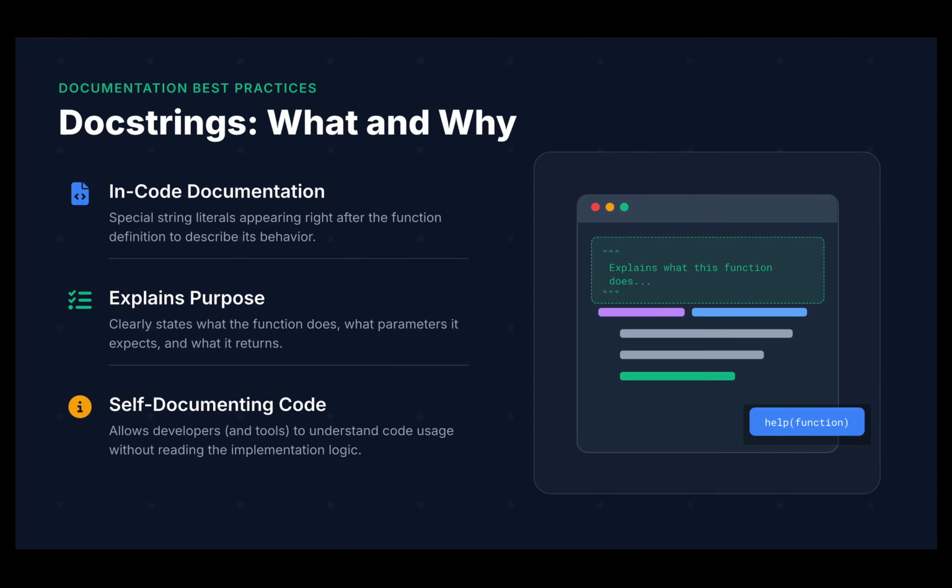Now it is about docstrings, what and why. Docstrings, as in code documentation, are placed immediately after a function definition. Their role is to explain the function's purpose, the expected parameters as well, and what values it may return. This matters because code is not just for computers. It must also be understandable to other people and to our future selves.